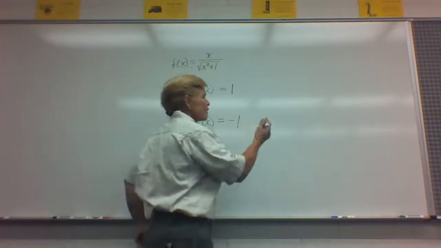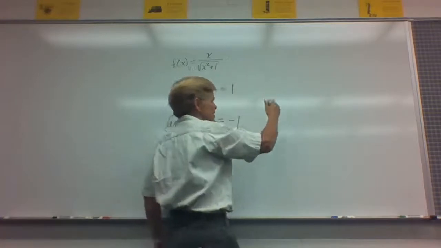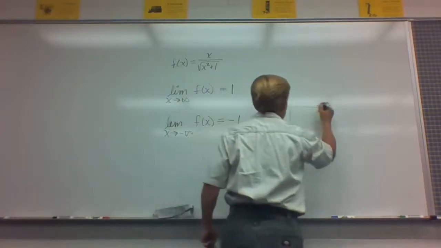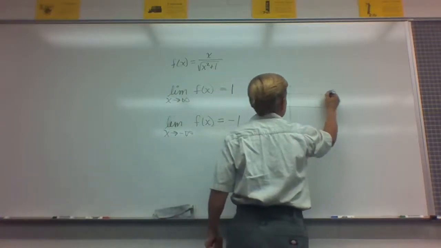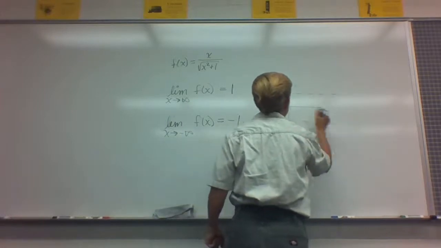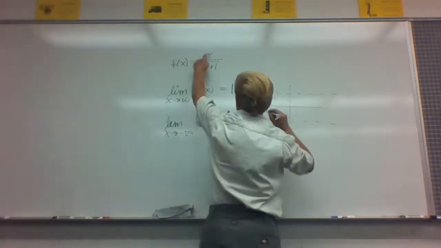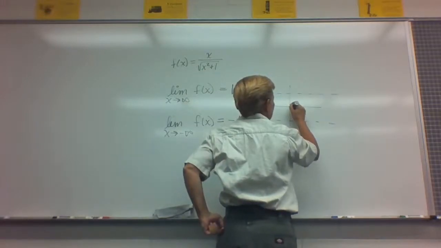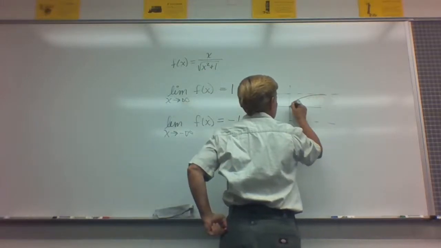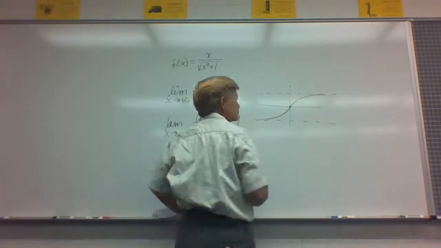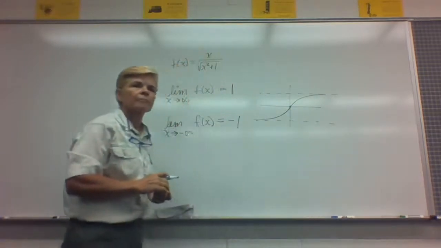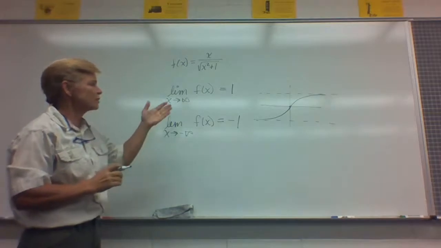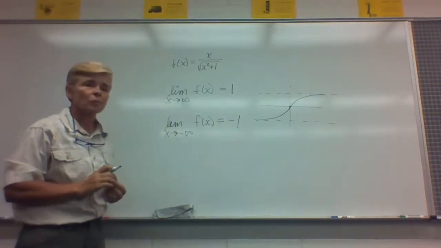So the graph, without ever seeing it, just analyzing what's happening as x gets large, is probably going to be something like this. Over here, by the way, when x is 0, you end up with 0 over 1, so it's going to hit here. And it's going to come up and approach this like this, and it's going to come down and approach this like that. Right? Now, it never actually arrives at 1 and negative 1, but those are still the limits.